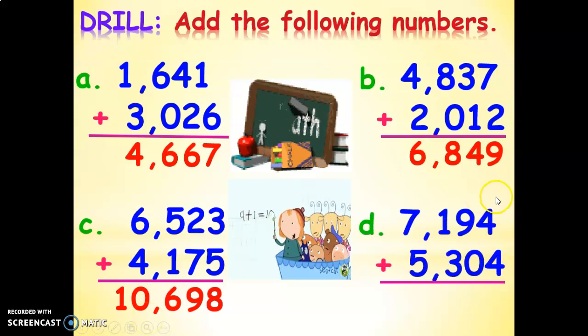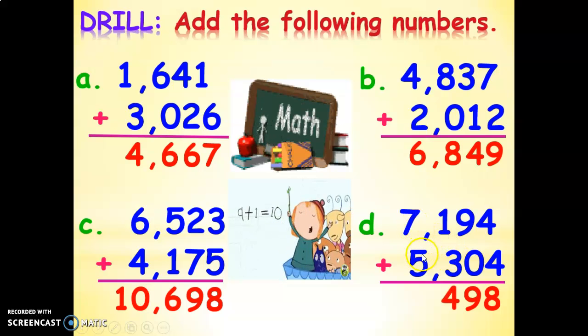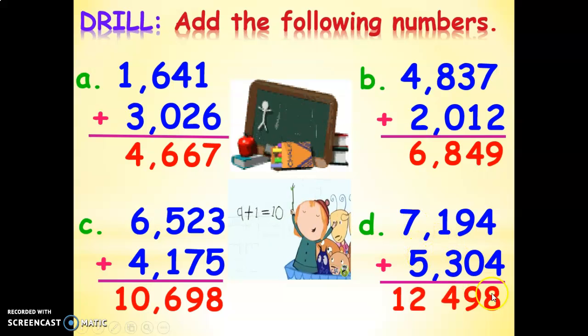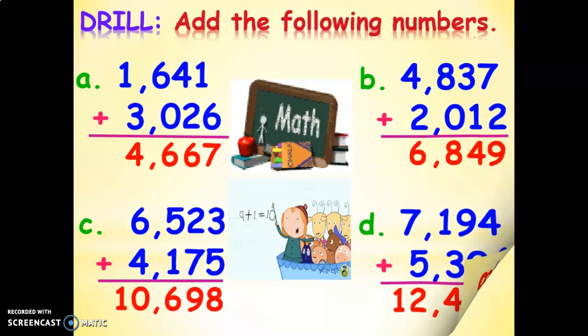Now, for letter D, we have to add 4 plus 4. That's 8. 9 and 0 is 9. 1 and 3 equals 4. And then 7 plus 5 is 12. And then ones, tens, hundreds, comma. I hope that you were able to get every answer correct for this drill. Now if you are ready, let's continue with the last part of our lesson.